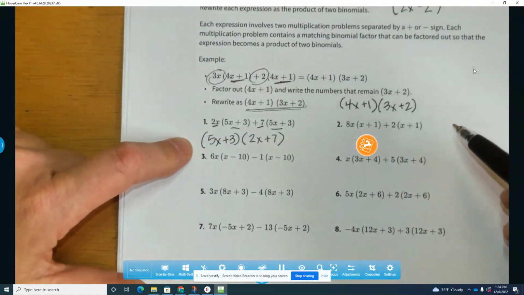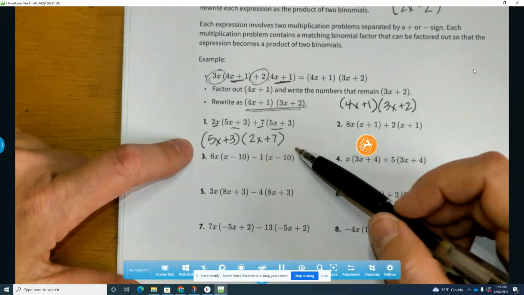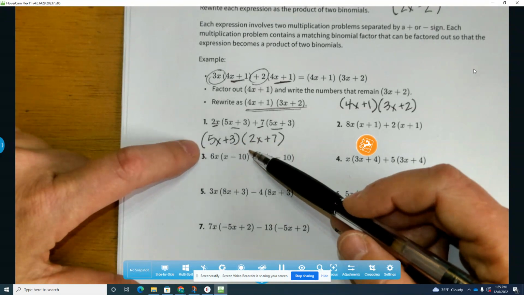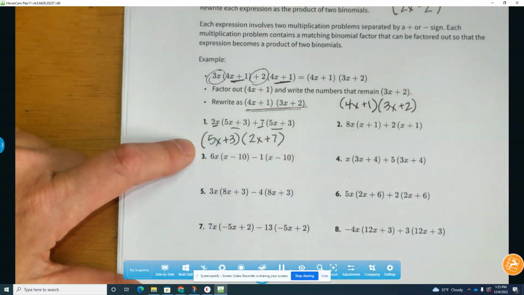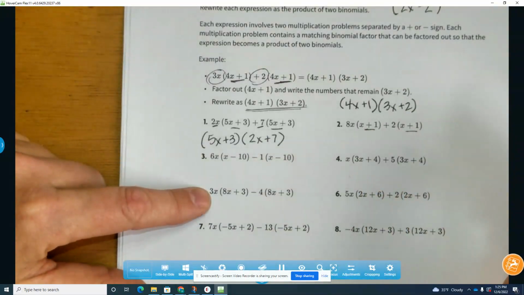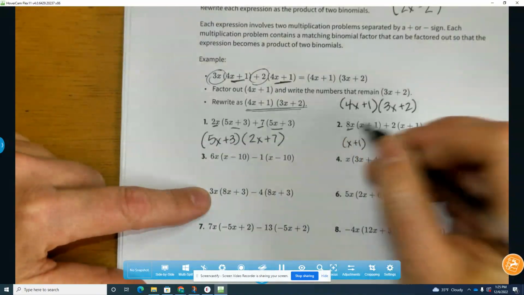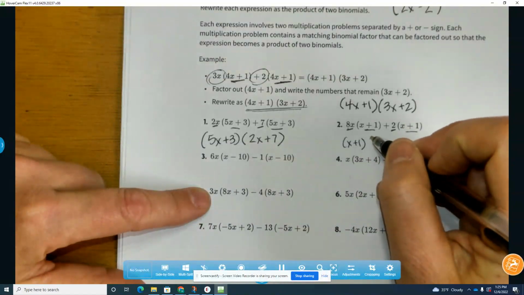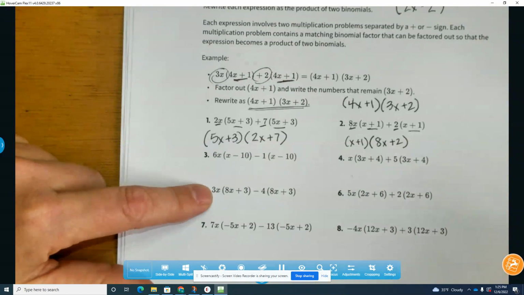You don't actually have to solve that, which you can't really do because there's no equal sign. You could simplify it. You could distribute it out, but it's not asking us to do that. So we're not going to do that. Okay, so here in 2, we have repeated x plus 1s. So we'll just write that out here. And then we'll take what's outside the parentheses, and combine them in their own set of parentheses.